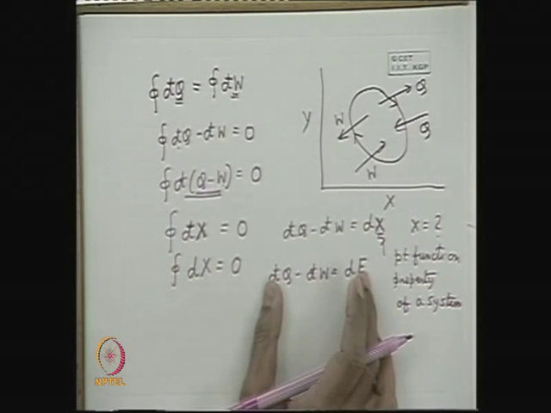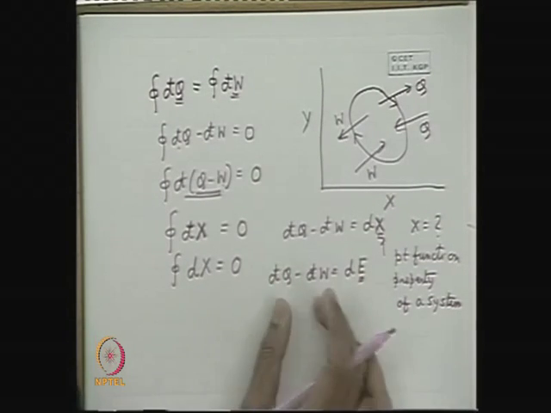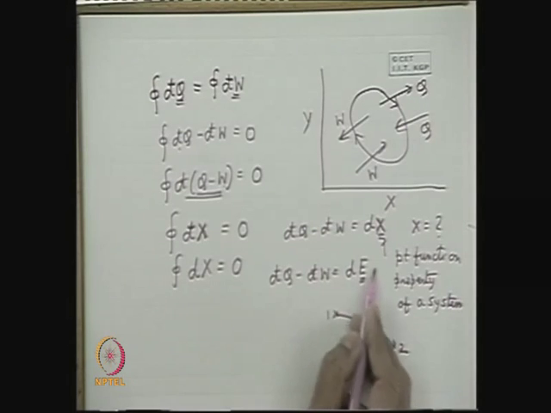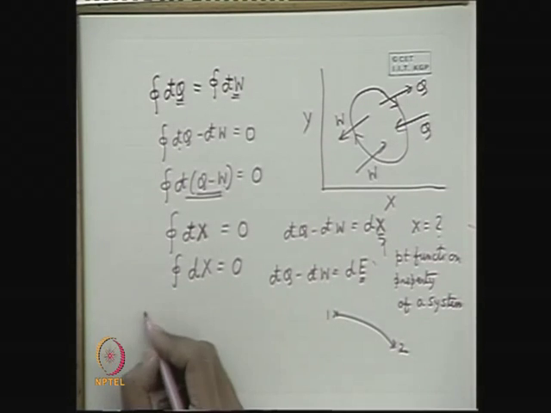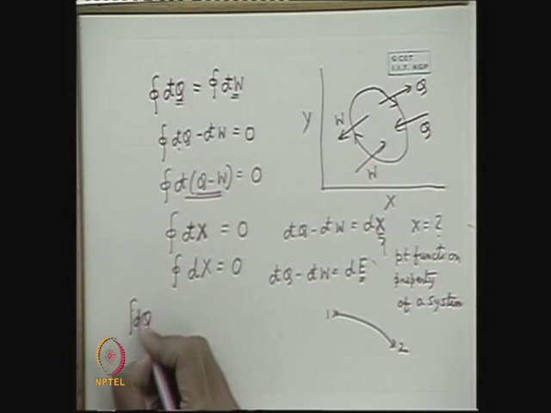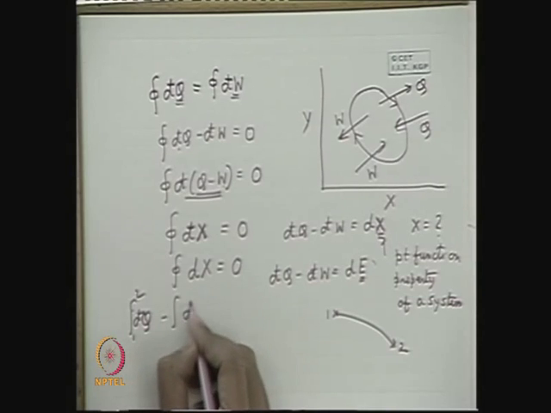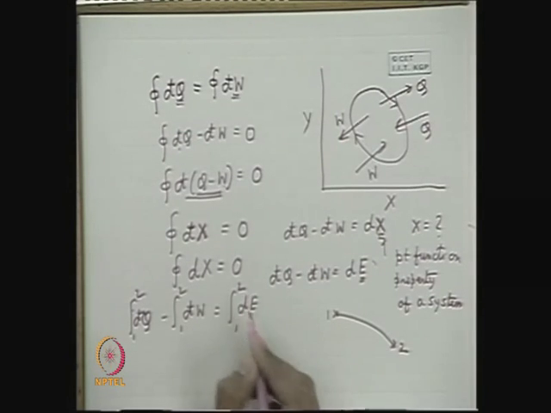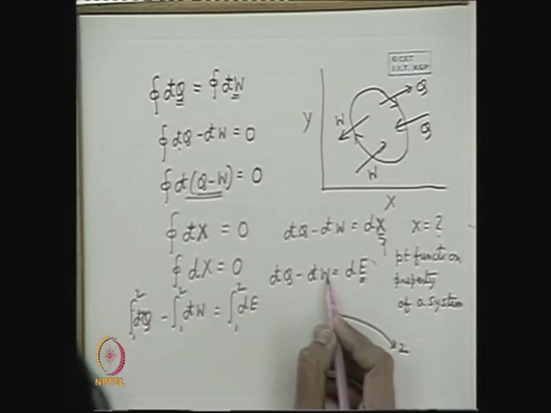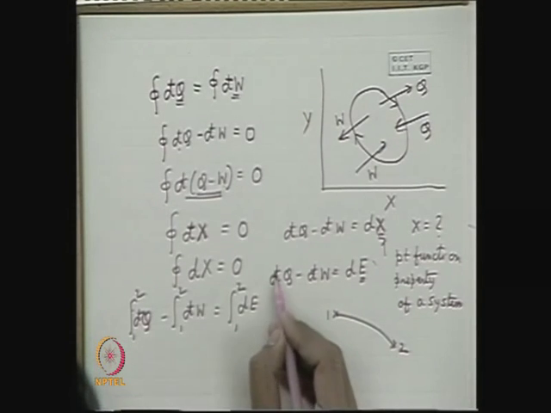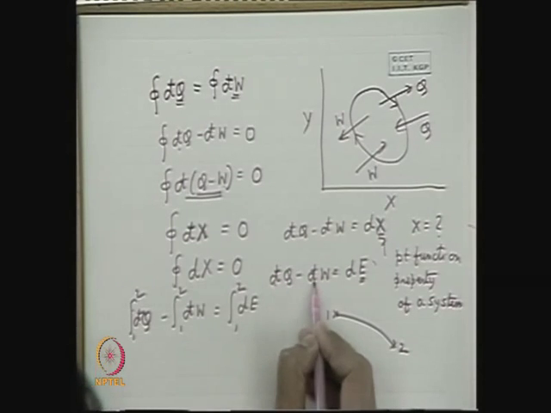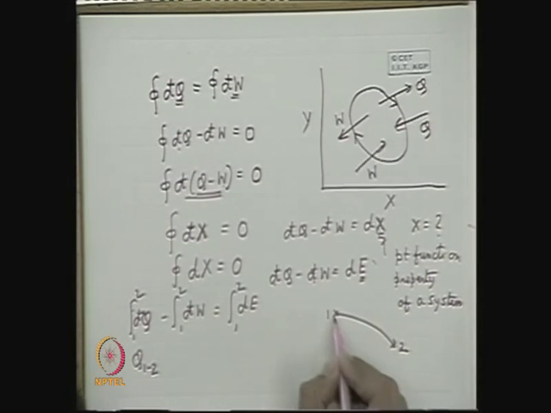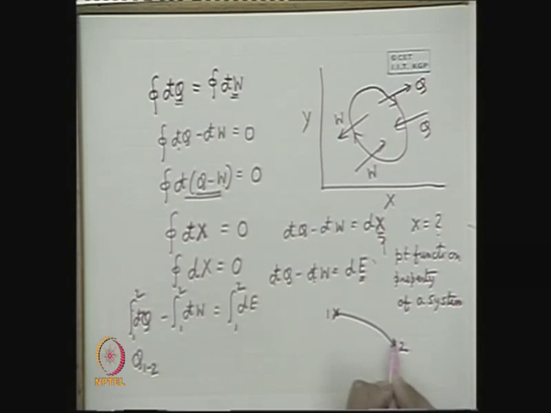So, the physical implication of this mathematical statement comes like this: if we consider a process from 1 to 2, then this equation, implying an infinitesimal process, can be written like this. If we integrate dQ from 1 to 2 minus dW from 1 to 2, it is equal to dE from 1 to 2. As you know, Q and W are path functions and they cannot be integrated like this. Therefore, we have represented this d with a cut, this is not an exact differential. So, this is written as Q12. That means the heat transfer in this process depends upon the path of the process, not only on the state points.